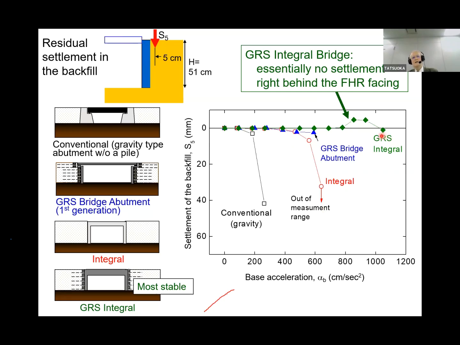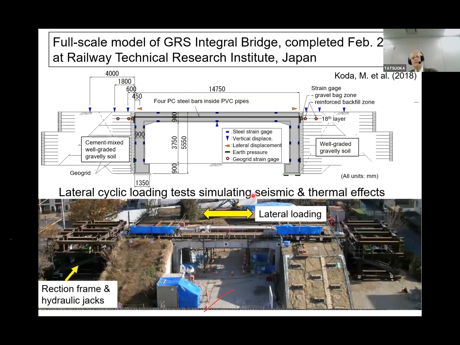settlement. Based on many researches, we constructed a full-scale model of an integral bridge, 15 meters long and 5 meters high. So we performed a lateral cyclic test, simulating seismic loads and thermal effects. So we confirmed the very high stability of this type of retaining wall and type of bridge.